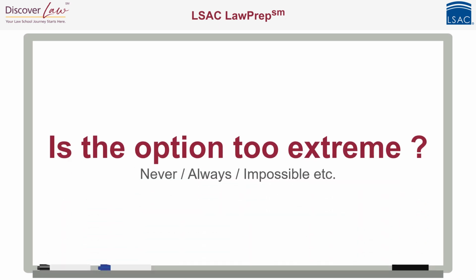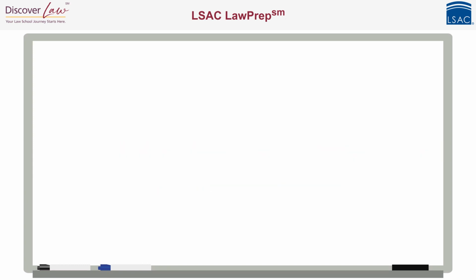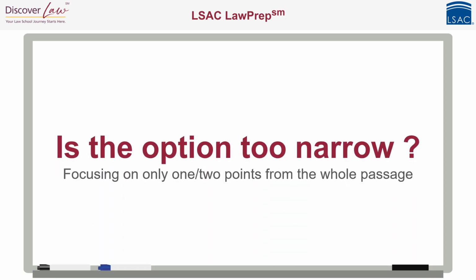Here's a little tip that could help you with eliminating wrong answers. Unless the passage itself contains it, generally options that use very extreme words are not correct. Another trick for eliminating options, particularly in questions that test you on the main conclusion or the main point of a passage: if the option is too narrow, which means it focuses on only one or two points from the passage, generally one such option is wrong.